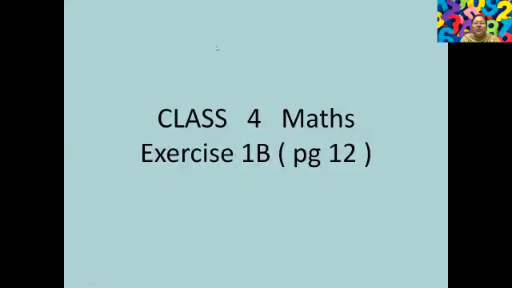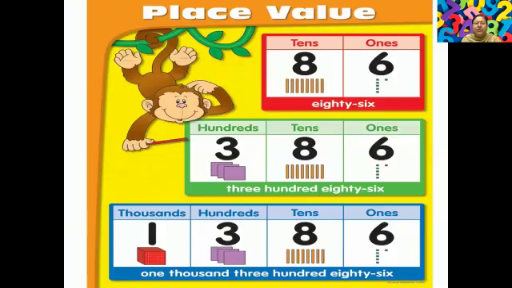Good morning, children. Today I'm going to do maths of class 4, exercise 1B, which is on page 12. Today we're going to do the place value system. Now, in this picture, you can see there's this monkey, and these are the place values which you've done before. So here you have ones and tens. Here you have ones, tens, hundreds, and thousands. You've done this in the previous class.